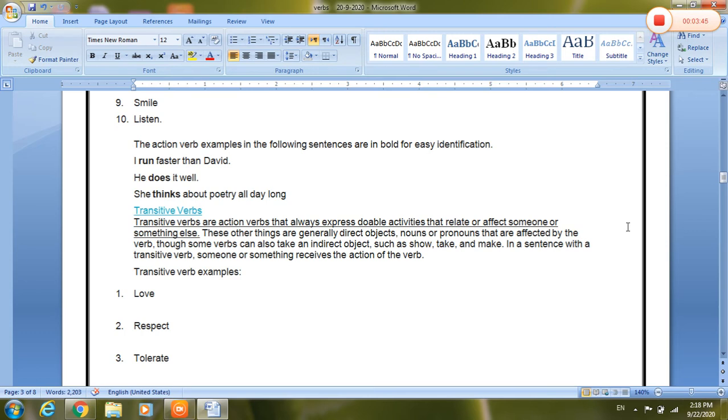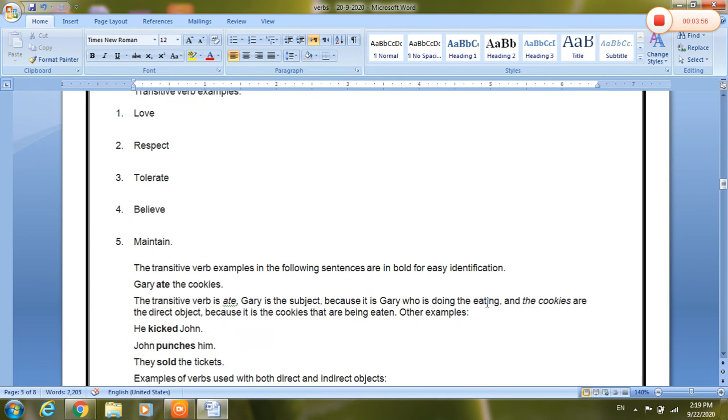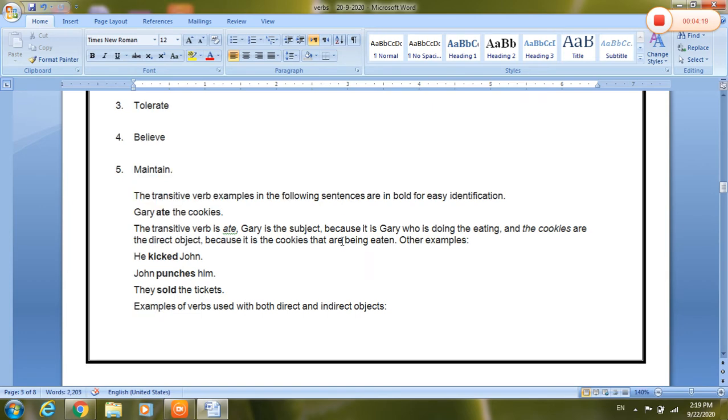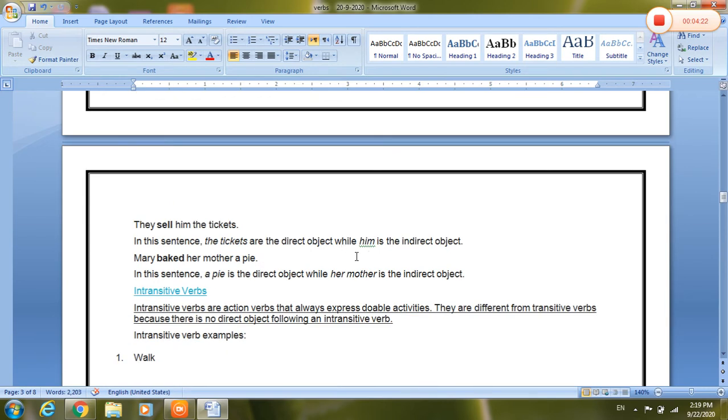Transitive verbs simply are verbs followed by an object. Let me give you an example. Gary ate the cookies. Gary here is the subject, ate is the verb, the cookies is the object. So the verb ate here is a transitive verb because it's followed by the object, the cookies. Okay.